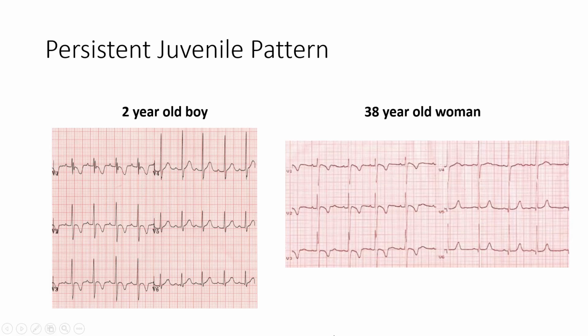On the right-hand side, you can see a woman probably also with a very trim body habitus that is demonstrating this persistent juvenile pattern. We would not expect to see this in a 65-year-old diabetic with chest discomfort.